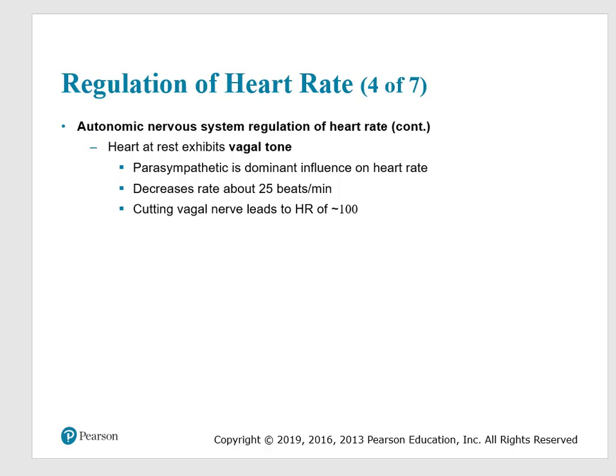Vagal tone, once again, is predominant under rest. So parasympathetic is predominant under rest, which is why our heart rate is 75 beats per minute on average, because parasympathetic dampens the heart rate. Otherwise, if you cut the vagus nerve, the normal heart rate would be 100 beats per minute.